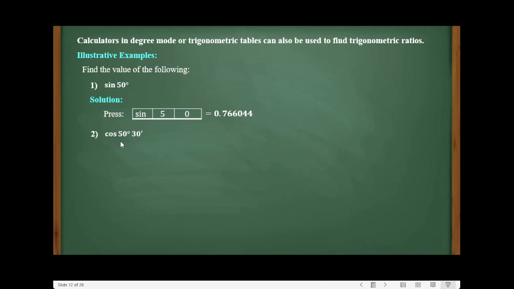But anyway, how do we compute the value of cosine 50 degrees 30 minutes using the scientific calculator? This is what we're going to do. You press the following buttons. You press cosine and then type 50. Then you press the degree, minute, second key. Then type 30. Again, you press the degree, minute, second key. And then after that, you press the equal sign to come up with the answer. So that is 0.636078.